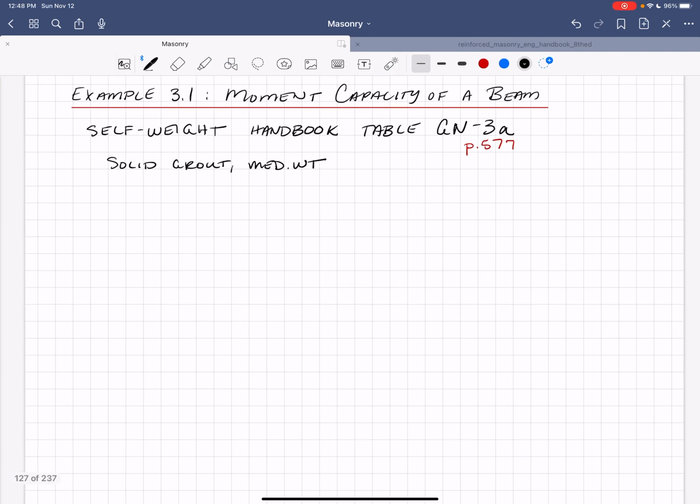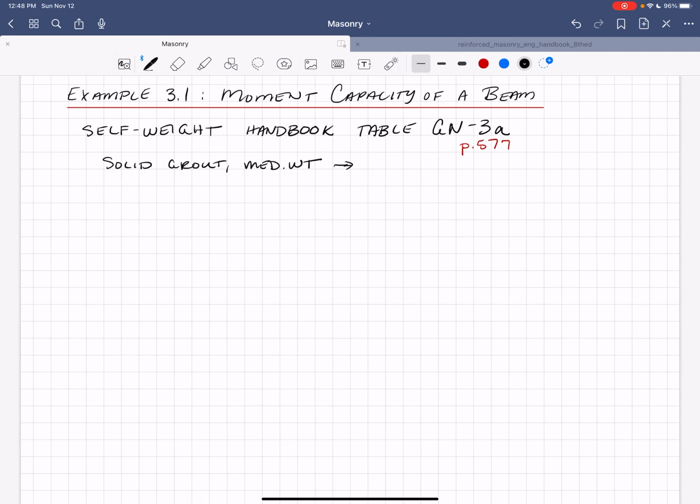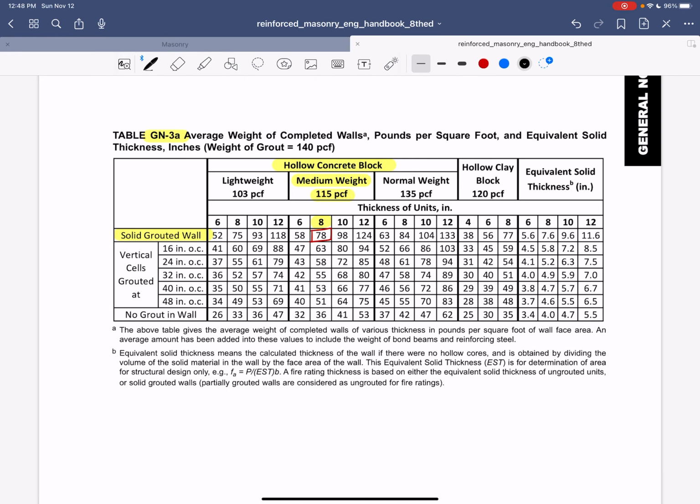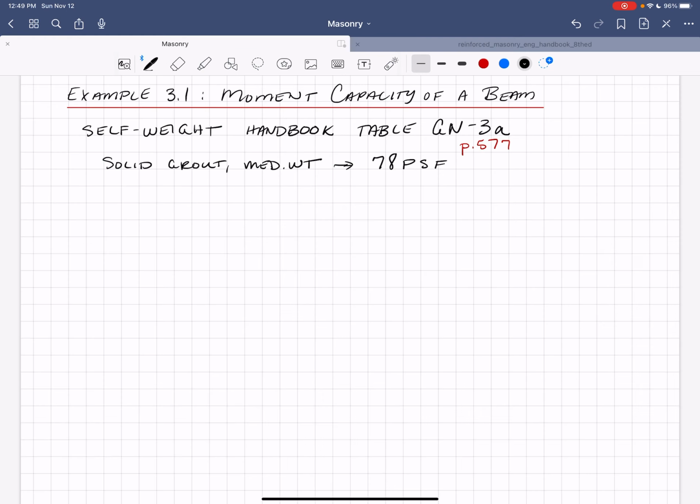Okay. I'm going to get from that table 78 pounds per square foot. So I think I said pounds per cubic foot. This is pounds per square foot, which is what the answer is. So the 78 is in pounds per square foot. So I need to convert this.